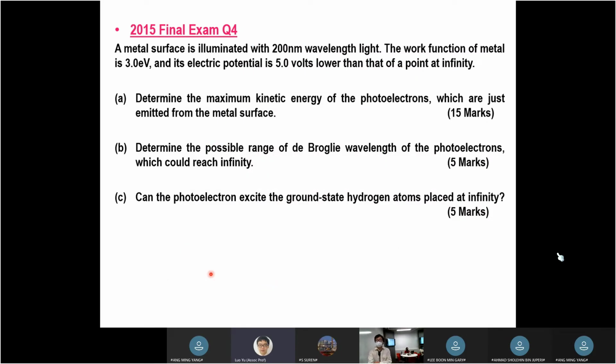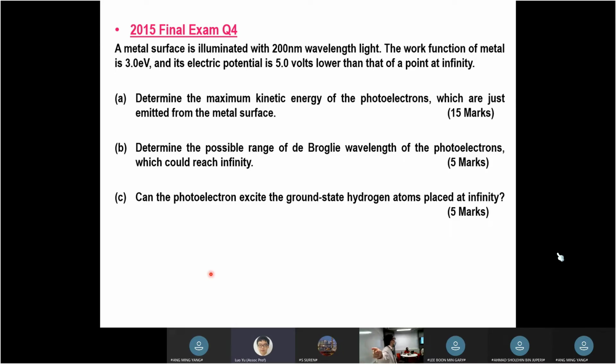Okay, now you can see this question is worth 25 marks, I would say. It tests the combination of hydrogen and the photoelectric effect. So here we have a metal illuminated with 200 nanometer wavelength light. The work function of the metal is 3 eV, and its electrical potential is 5 volts lower than the point at infinity.